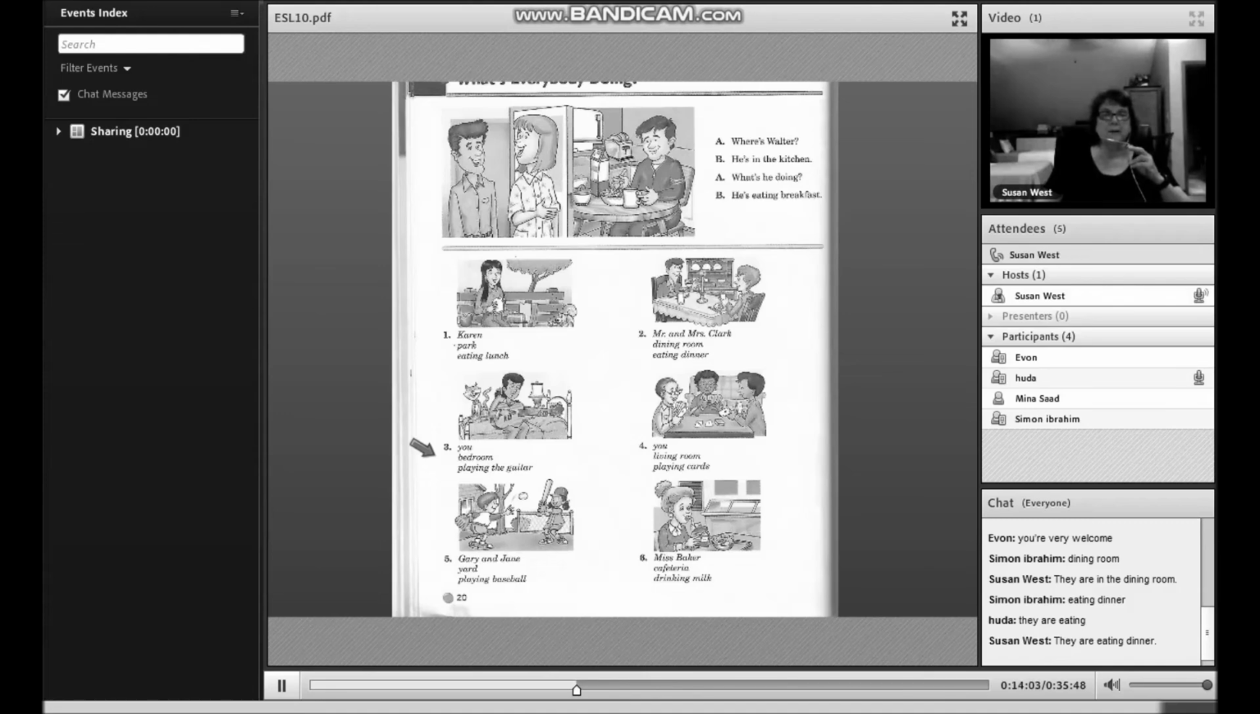What are you doing? Well, I think we're going to change this word you to Walter. So what is Walter doing in number 3? He's playing guitar. So we can ask, where's Walter? And what would the answer be? You can type it in the chat box. Does anyone want to type that one? Where's Walter? He is in the bedroom. Good. And what's he doing?